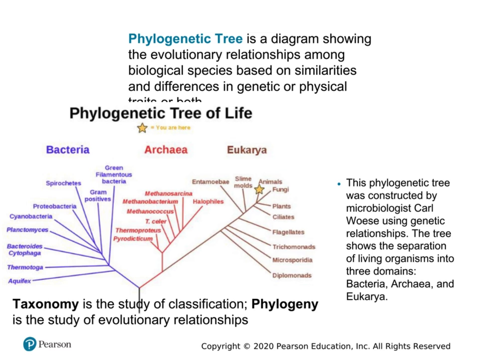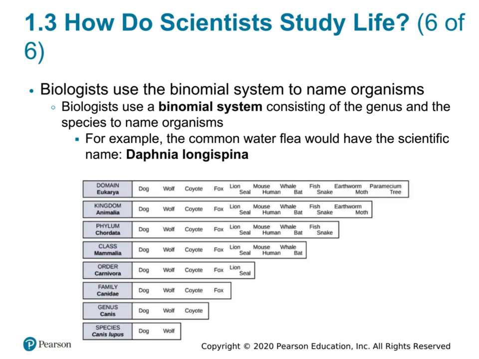Oftentimes we can depict these domains and their subgroups in a phylogenetic tree, which is a diagram that shows all the evolutionary relationships among biological species and how they're similar or different. We have been able to strengthen and update phylogenetic trees thanks to molecular data, which DNA technology has allowed us to create. A lot of phylogenetic trees, though, were created when we didn't have that molecular data, so they are constantly being updated as new information becomes available.